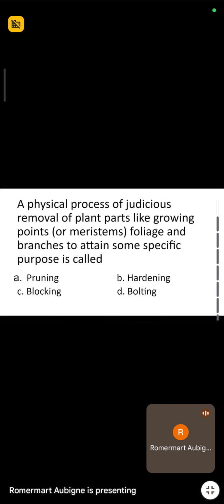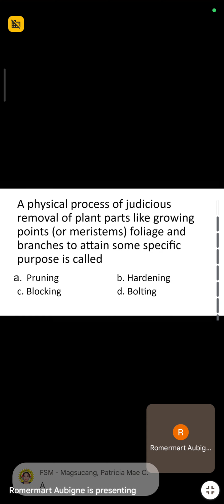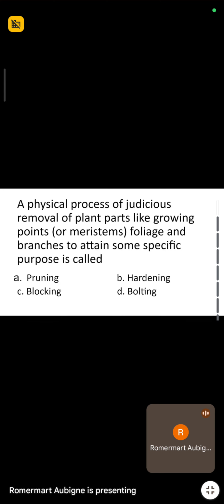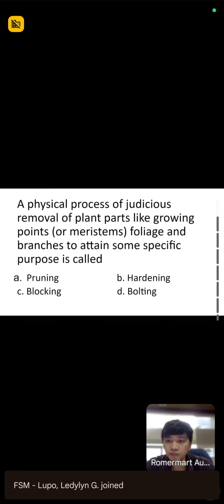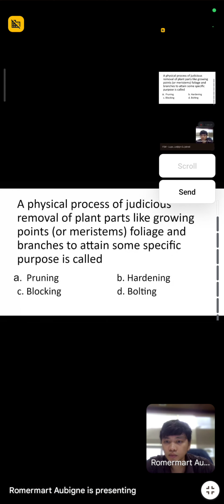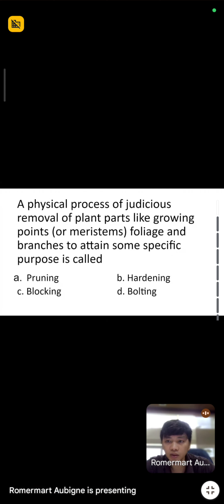Next, physical process of the removal of plant parts like growing points or meristem, foliage, and branches to attain some specific purpose is called, ang tawag po natin dito: A. Pruning, B. Hardening, C. Blocking, or D. Bolting. The correct answer is letter A. Pruning po ang ating sagot dito.